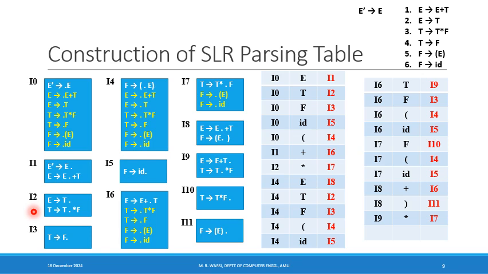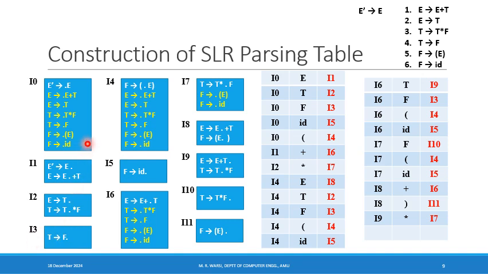I now move on to the next state, which is I3. In I3 state, there is a single LR0 item, and in that LR0 item, the dot is at the rightmost position, and there is no grammar symbol after the dot. So this LR0 item will not give rise to any transition from I3 state. So there will not be any transition from the I3 state.